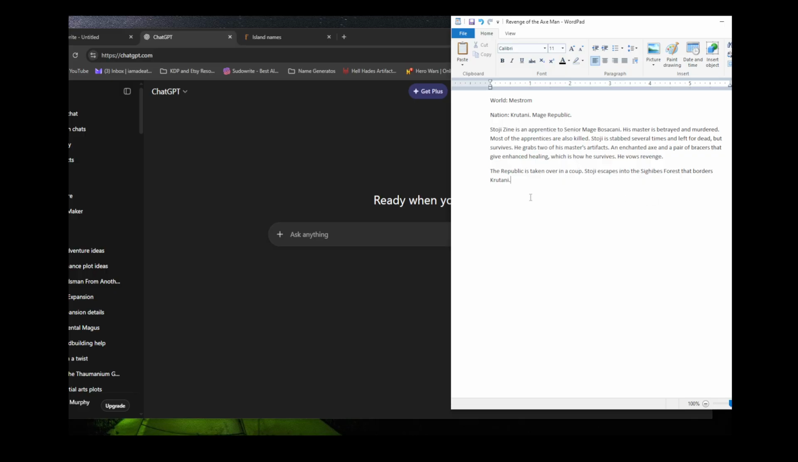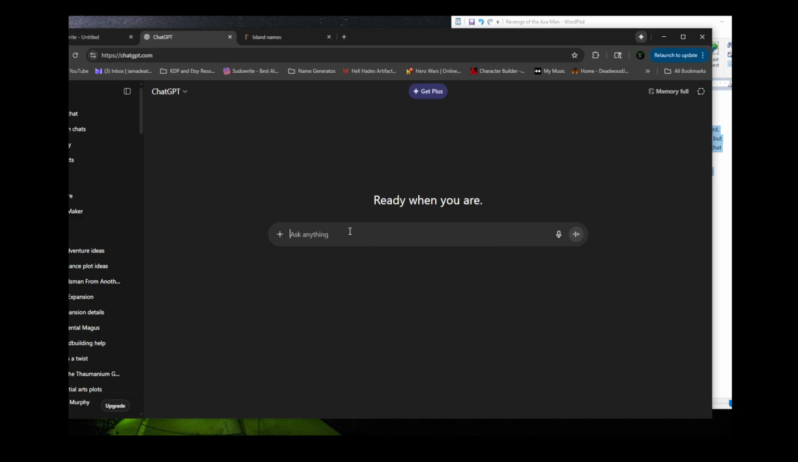The Republic is taken over in a coup, which is part of this whole incident. He escapes into the Siamese forest, which is how I've wanted to pronounce that, Siamese forest that borders the Republic. So basically, this is all I have.